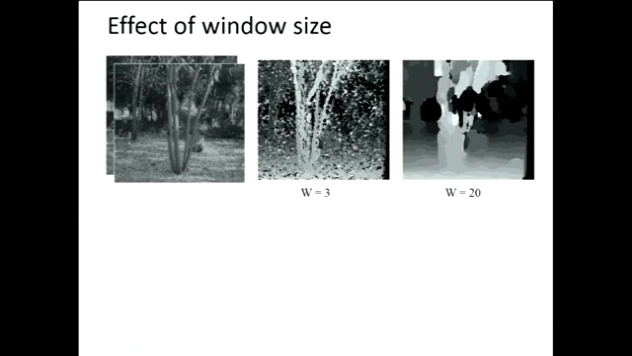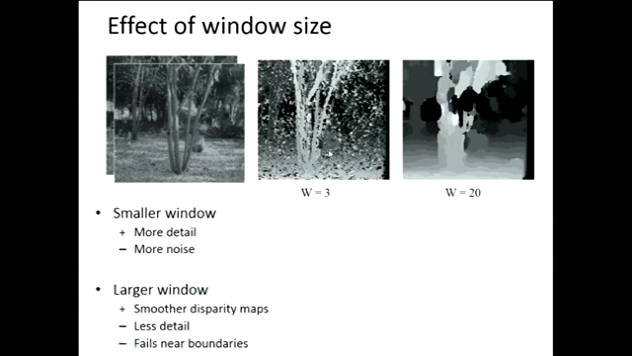And then also you can see that the trees are kind of widened beyond what they truly are because the large window is falling off the tree. So that's the basic trade-off. If you have a smaller window, you get more detail but less noise. A larger window, you get smoother disparity maps but less detail and fails near the boundary. So there's also a variety of tricks that you can do to modify your edge match or modify your template matcher when you're near boundaries to downweight pixels that are off the boundary.